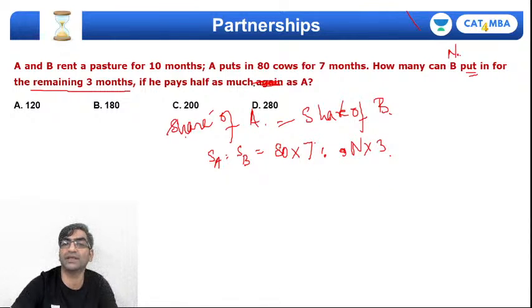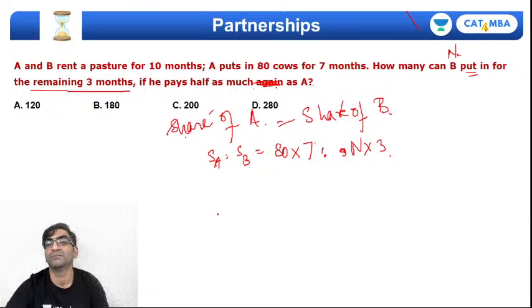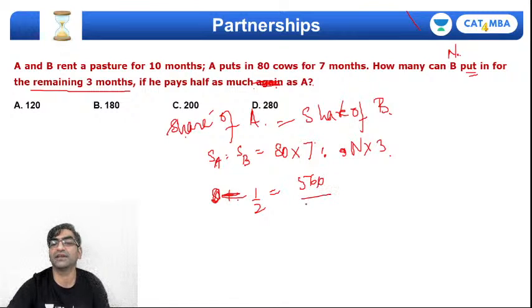But you're also told he pays half as much as A, right? So share of A is half the share of B. So share of A is to share of B will be 1:2. So I can say 1/2 equals 560 over 3N. So what will N give me? 1120 divided by 3.